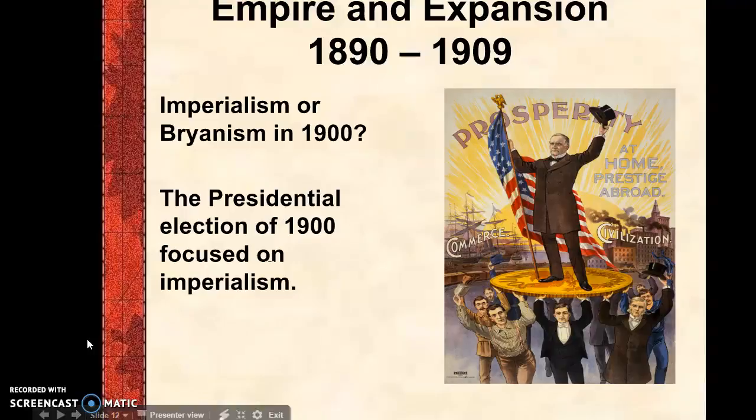Imperialism or Bryanism in 1900. The presidential election of 1900 focused on imperialism. William McKinley was reelected after the American victory in the Spanish-American War. Imperialism, as was stated before, was popular, and the American people rewarded McKinley and the Republicans for these overseas victories. Next slide.